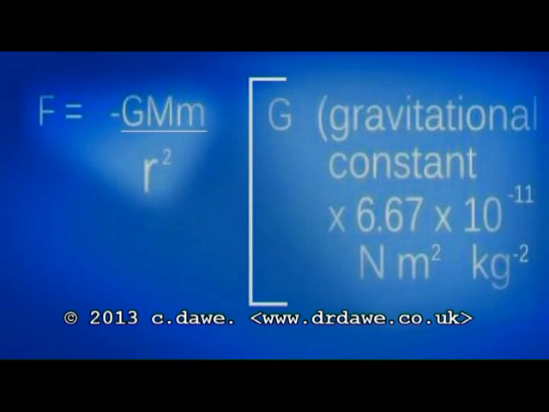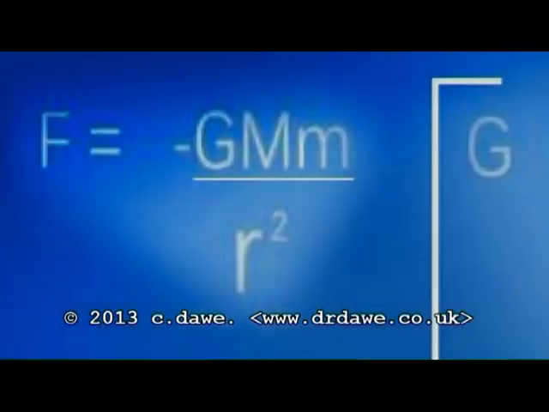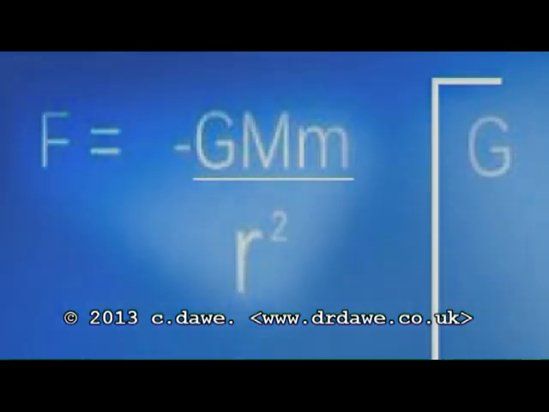The equation relating the force F between two masses, big M and little m, a distance r apart, is shown here. Big G is the gravitational constant. The minus sign is because gravity is an attractive force, and so acts in the reverse direction to the outward measurement of distance from the body of mass big M.